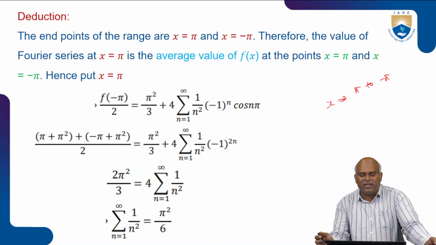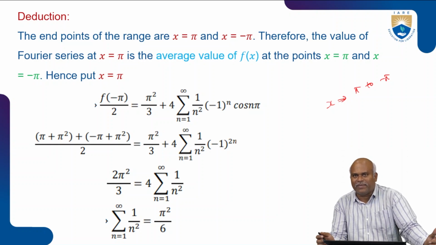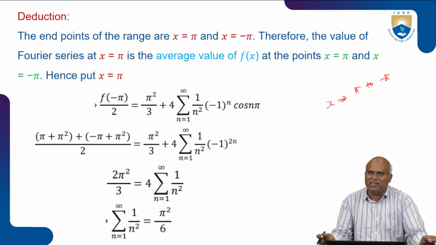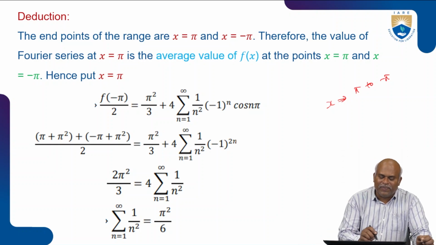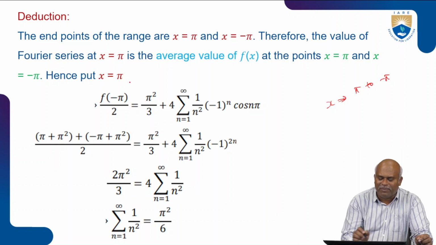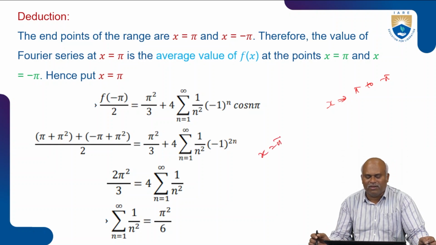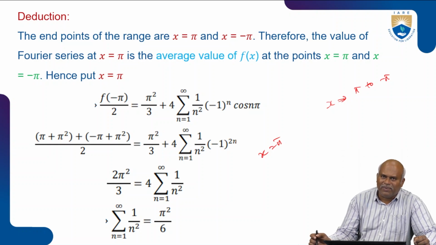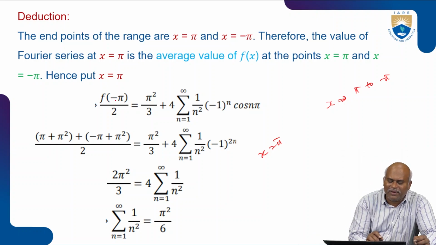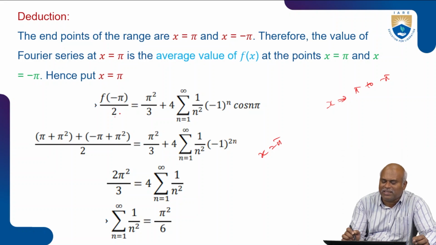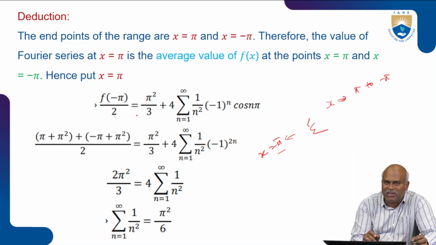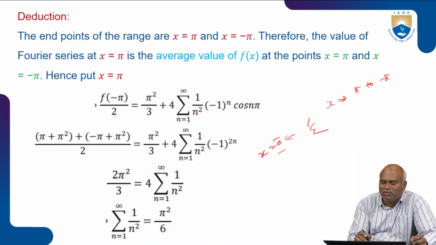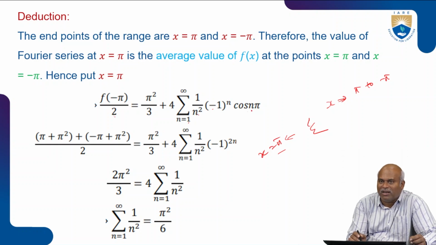Therefore, the value of the Fourier series at x equal to pi is the average value of f of x at the points x equal to pi and x equal to minus pi. Hence, I should take the average value of f of x at x equal to pi. If x equal to pi, what will happen? It is f of pi plus f of minus pi divided by 2, because pi represents a half signal. That is equal to pi squared by 3 plus summation of n equal to 1 to infinity 4 by n square minus 1 whole power n cos n pi.